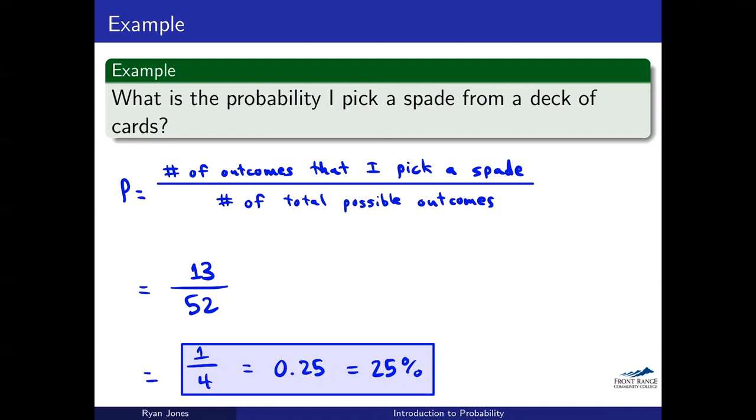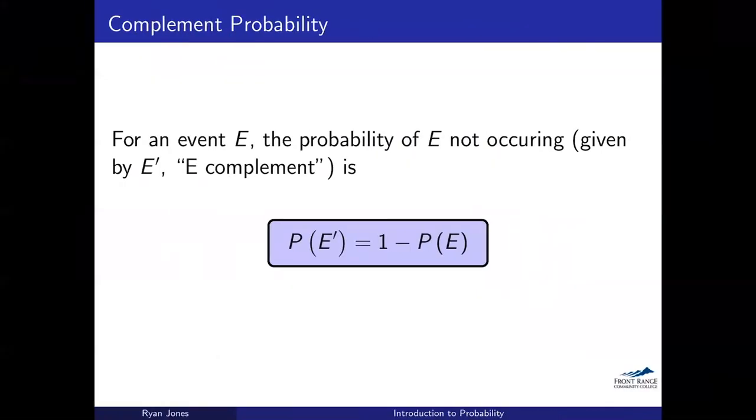So let's go ahead and wrap things up by looking at this idea of complement probability. So a new thing here. Let's consider an event E that's occurring. We'll do an example where we say that E is that I roll greater than a 2 on a die. And then if we want to know what the probability of E not occurring is, we actually have a formula for that.